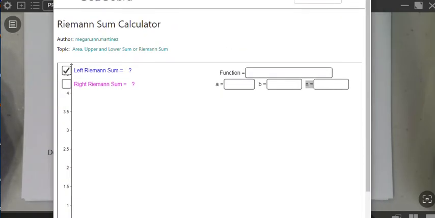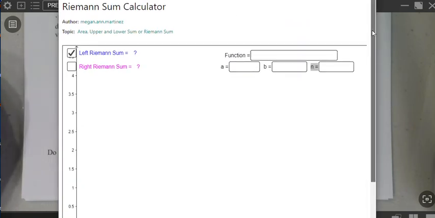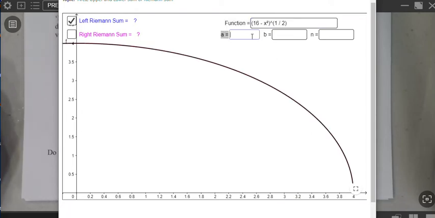My apologies there. So once I get there, I have my calculator down here. And again, I'm just going to put in my function. 16 minus x squared to the 1/2 power. Again, watch the parentheses. There's the quarter circle. Because the scale is not the same on the x and y axes, it looks a little elliptical, but it's actually a circle. And we are going from 0 to 4.